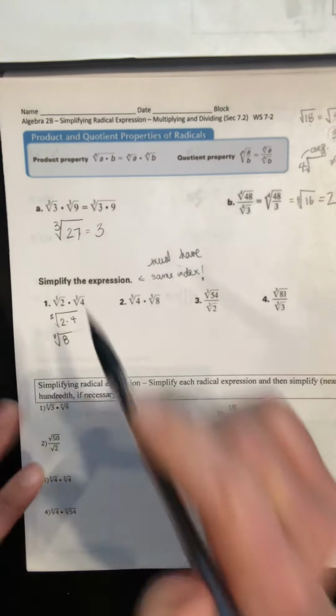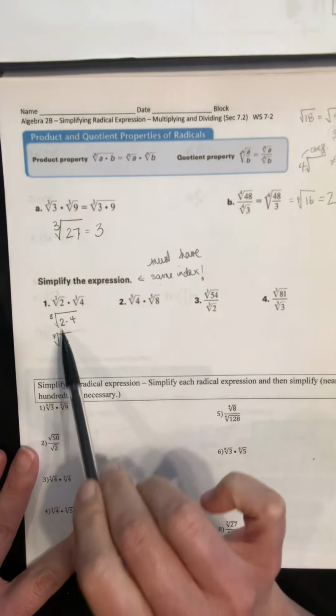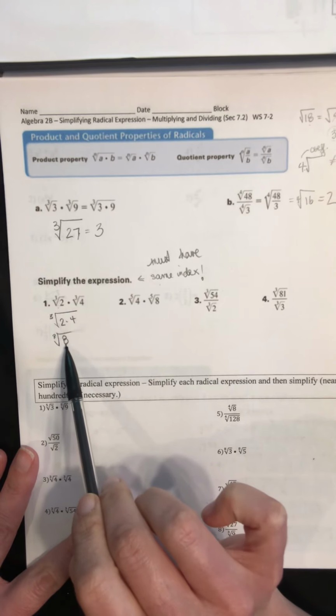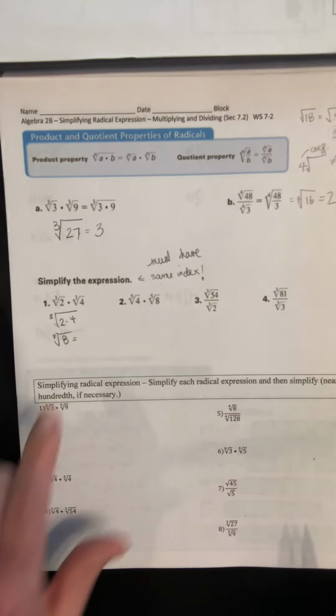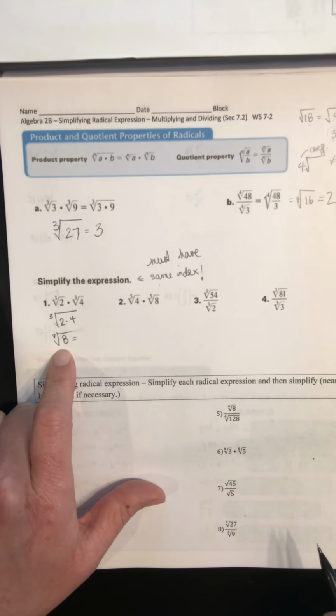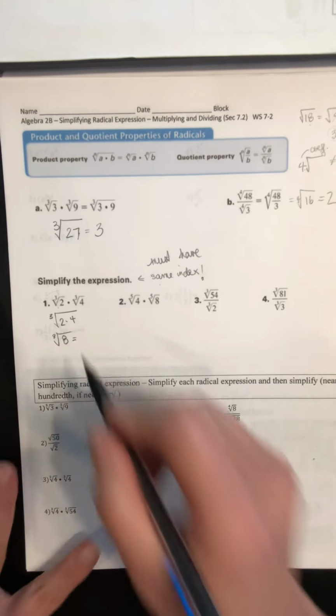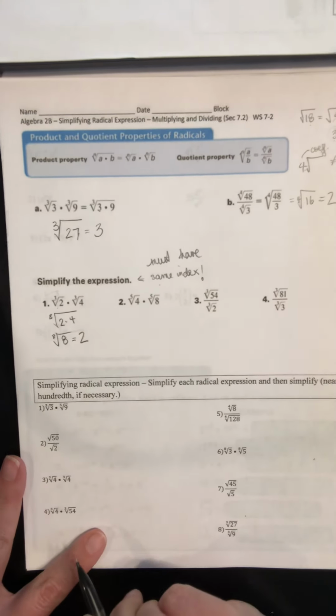Now on your homework, if you write the original question, you don't have to show me 2 times 4, but I should see the third root of 8, not just your final answer. There should be work there. And then the third root of 8: what number multiplied by itself 3 times would give you 8 is 2. You can also use your calculator.